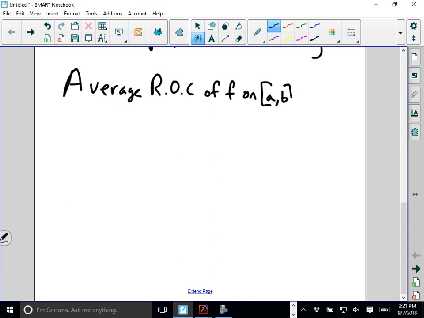So this could be a good one for a note card. I noticed some of you guys today in class made some note cards, which is awesome. On one side of the note card, we could have average rate of change of f on the closed interval AB. That is always going to be equal to, on the back side of your card, f of b minus f of a over b minus a.